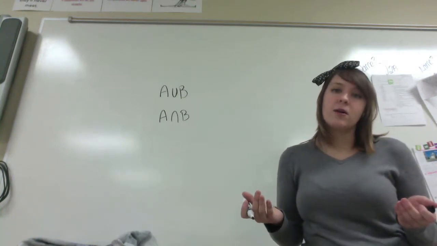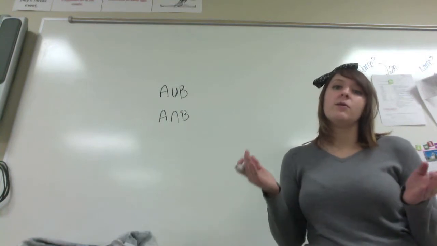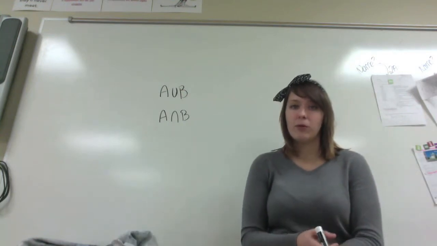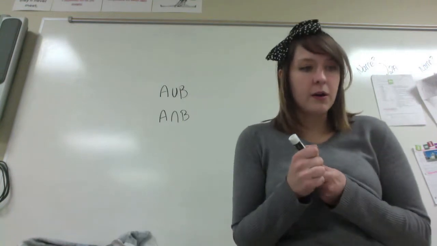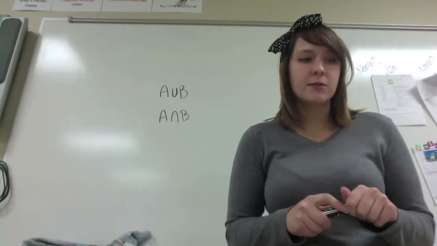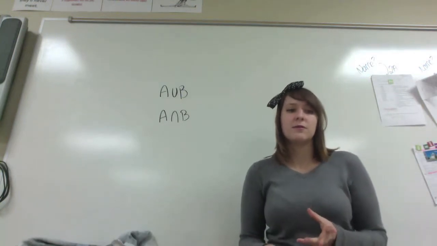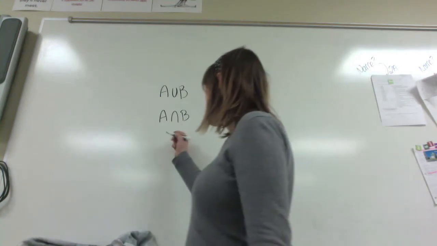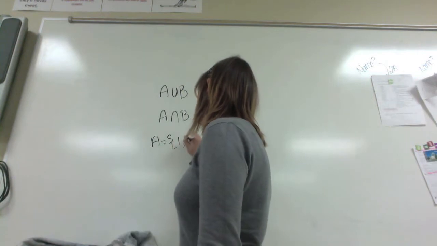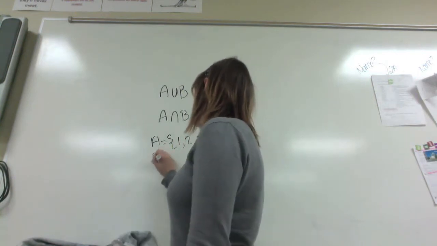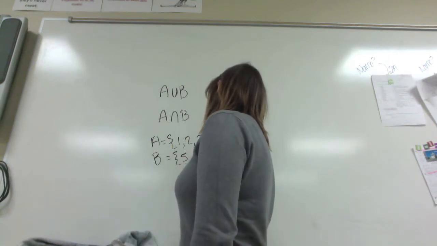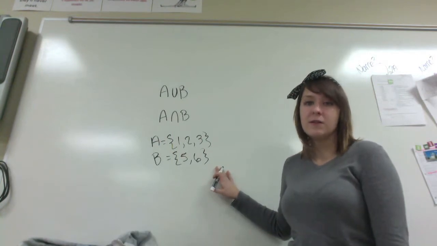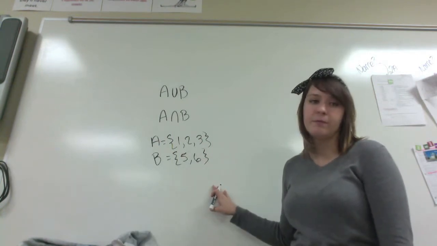Or another way you might think about it is when we talk about intersecting lines, we know that those lines intersect at one point, and that point is called the intersection because it's on both lines. All right, our next vocab word is called disjoint or mutually exclusive. If you're mutually exclusive, that means that you don't have any elements in common with another set. So for example, if I have my A equals 1, 2, 3, and my B equals 5, 6, these sets would be disjoint or mutually exclusive because they don't have any elements in common.